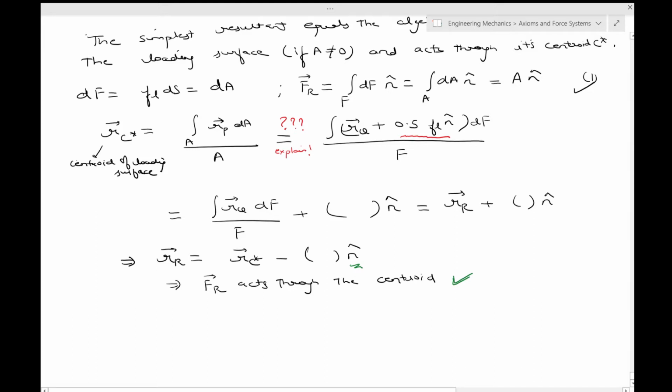Now this loading which we have taken, this FL, can have two examples, two simple examples.